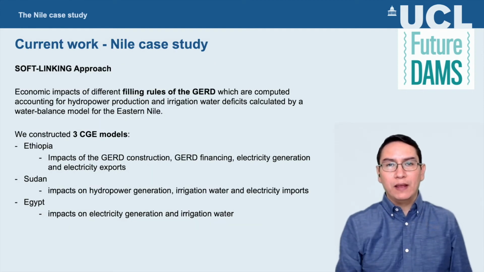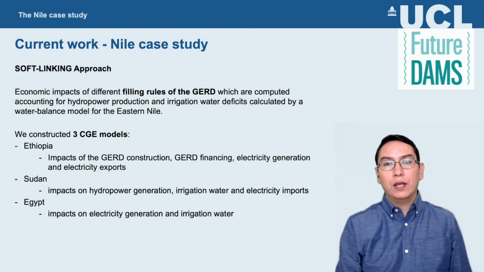I will now talk briefly about the work that we are doing in the Eastern Nile. We have developed CGE models for Ethiopia, Sudan, and Egypt to assess the economic impacts of the Grand Ethiopian Renaissance Dam, GERD. This implies assessing the economic impacts of the GERD construction, GERD financing, electricity generation, and electricity exports in Ethiopia. Assessing the impacts of hydropower generation, irrigation water and electricity imports in Sudan, and assessing the impacts on electricity generation and irrigation water in Egypt.